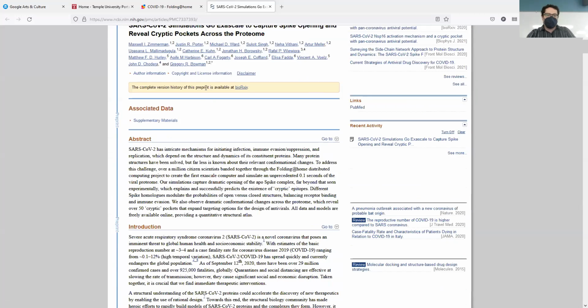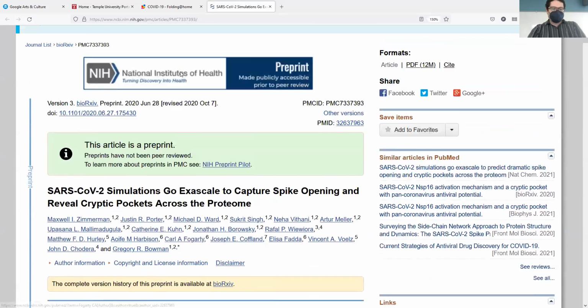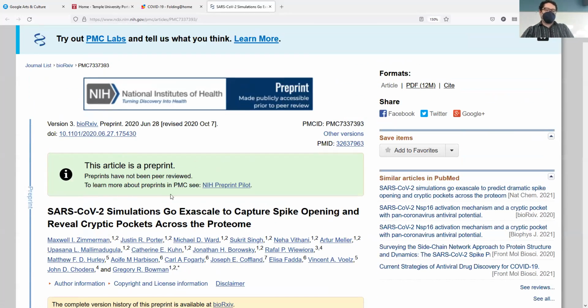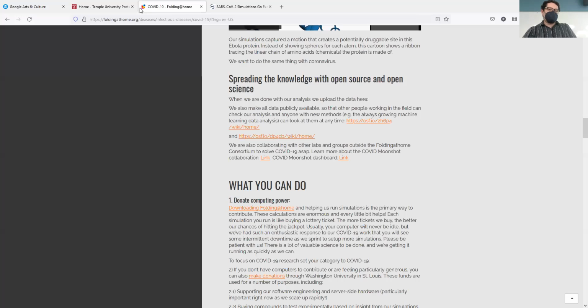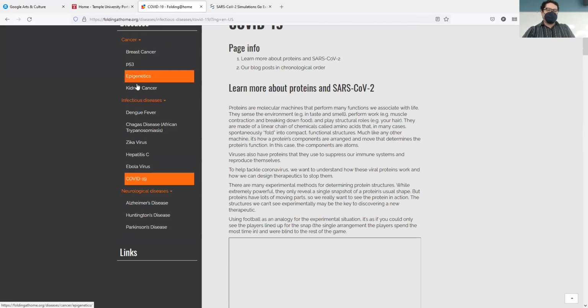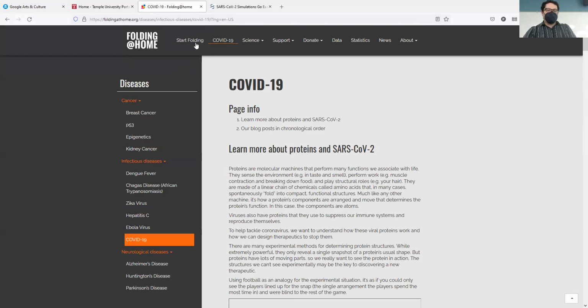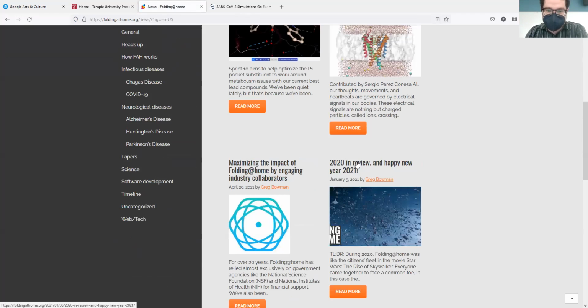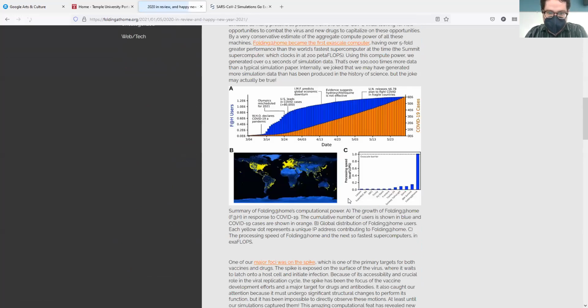But the big thing is that SARS-CoV-2 simulations go exascale to capture spike opening. This is the first, because of the amount of people that donated their computing power to this project. It was the first exascale computer. And if you think about that, it's giga, tera, peta, exascale. The amount of computational operations that were going on was insane, the amount of power that was going on.